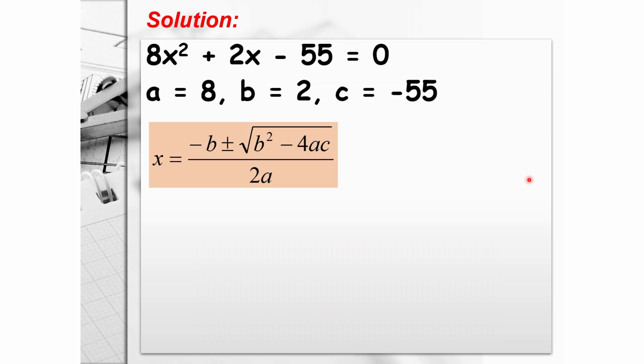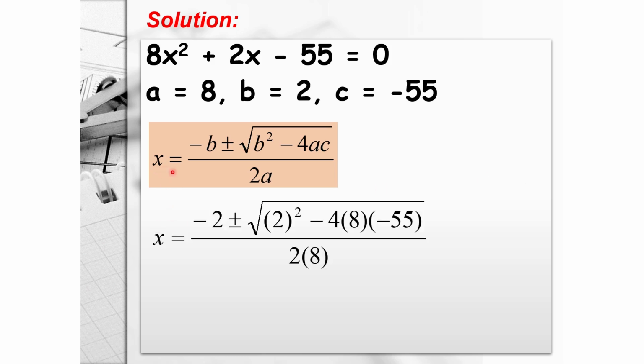Let us substitute the values of a, b, and c in the quadratic formula. X equals negative times b, so negative times 2 because the value of b is 2. Bring down plus and minus square root of b squared, and the value of b is 2, so 2 squared minus 4 times a, which is 8, times c, which is negative 55, all over 2 times a, which is 8.